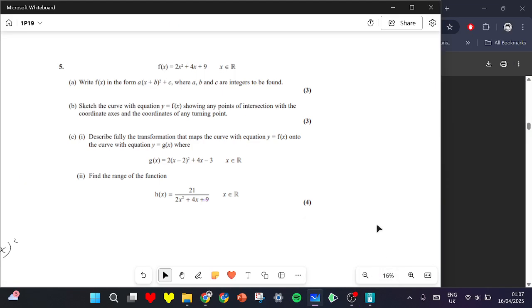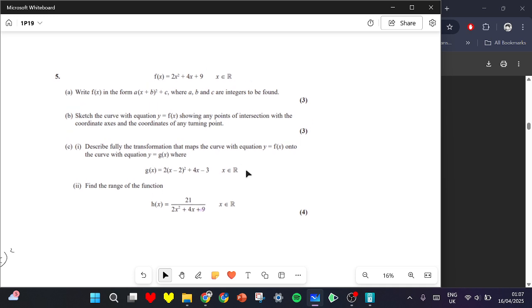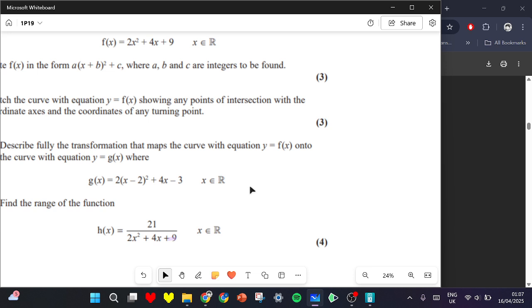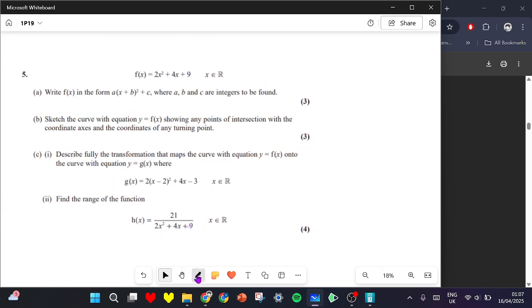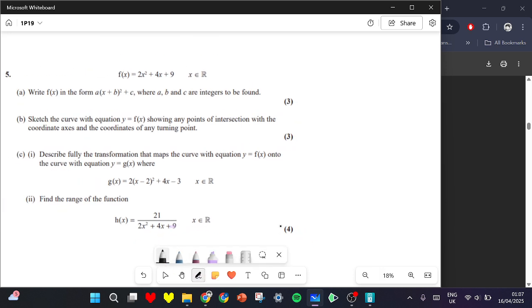Okay, so for this question, what do we need to do? Okay, so this is kind of like some graph stuff, right? So for part A, you just have to write it in a different form. I forgot what it was called.